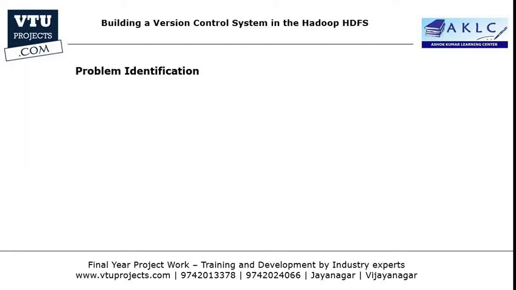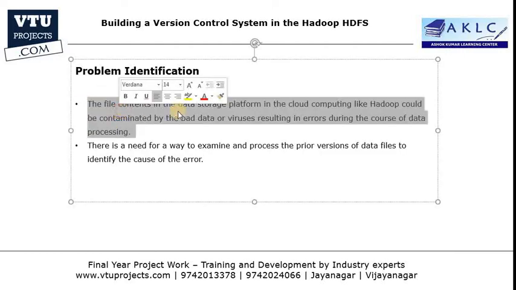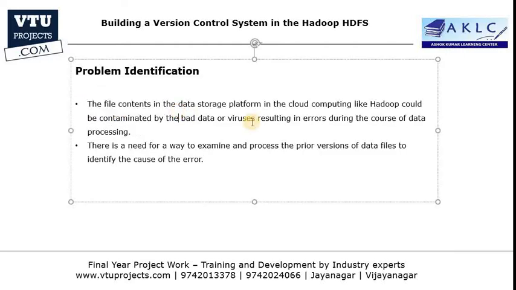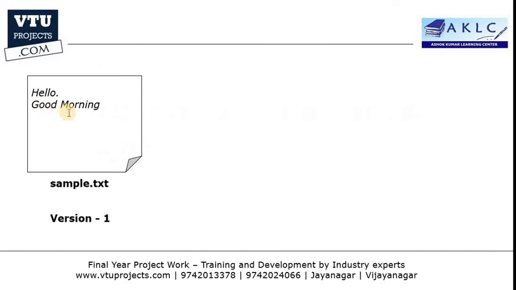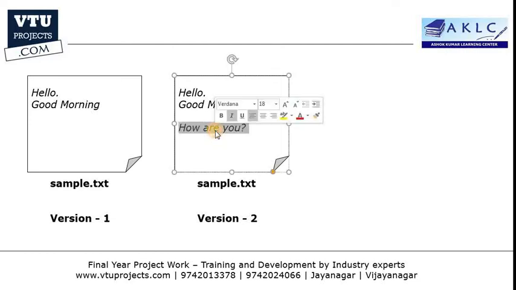Now that you are clear with what we mean by a file versioning system, let us understand the problem identification in this project. You can see the first problem is that the file contents in a data storage platform like Hadoop could be contaminated by bad data or viruses, resulting in errors during the course of data processing. That is to say, if this is the original file, some virus or some bad data might get added to the original file.